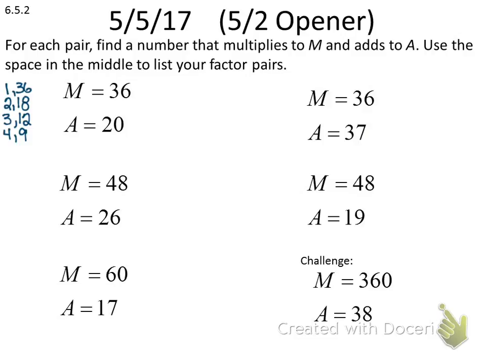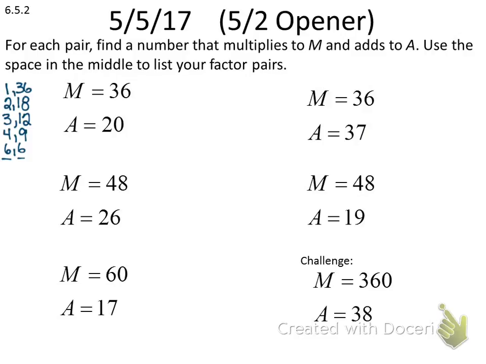5 times 6 is 30. I said 6 times. So 5 times what gets me to 36? Nothing. You can't. It'll be some big long decimal. 6 times what gets me to 36? So since it's 6 and 6, it repeats. So I'm done. So here are all your factors of 36.